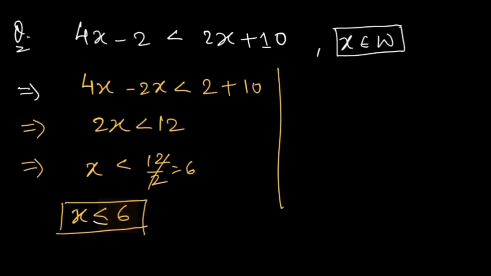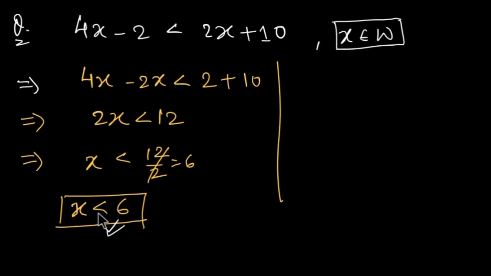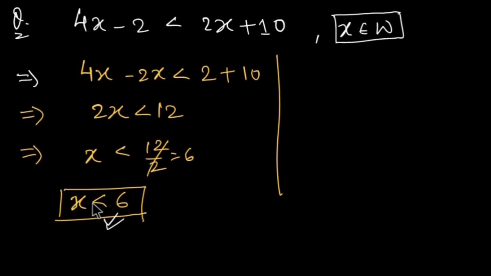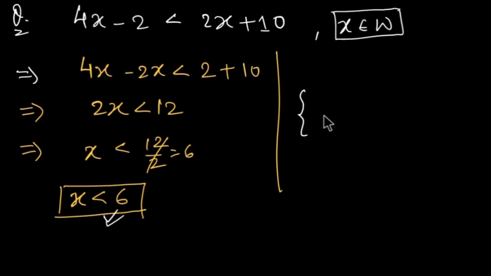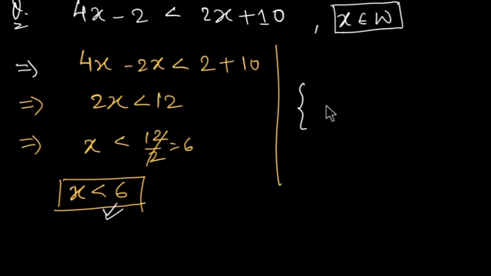But here's one problem. The equality sign is not there, so we can't consider the 6 as a solution. So the answer will be x less than 6. What are the whole numbers that are less than 6? This is 5, 4, 3, 2, 1, 0.